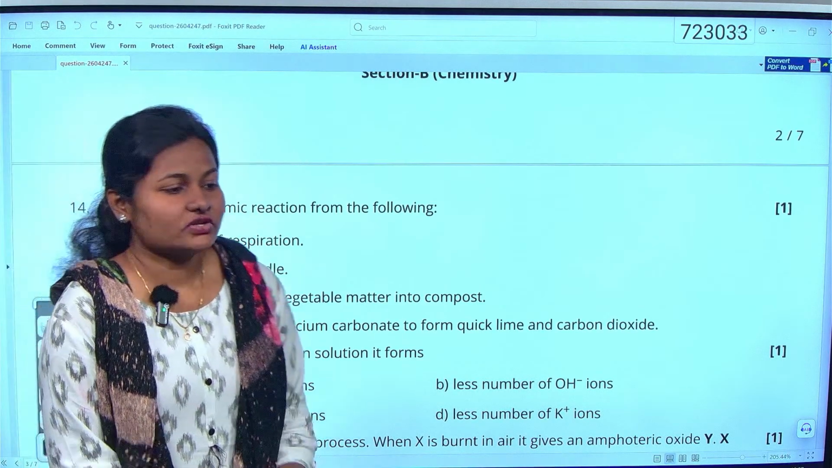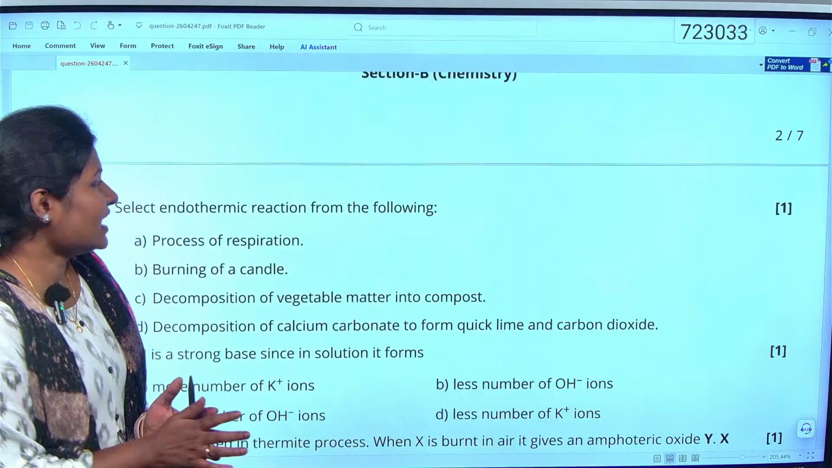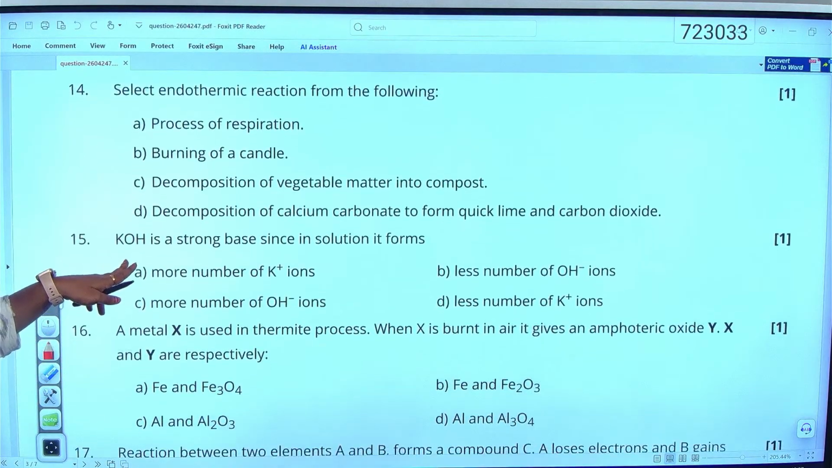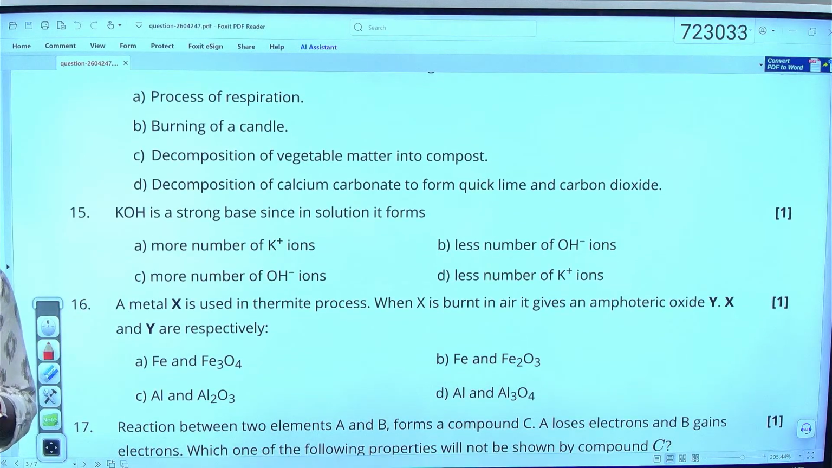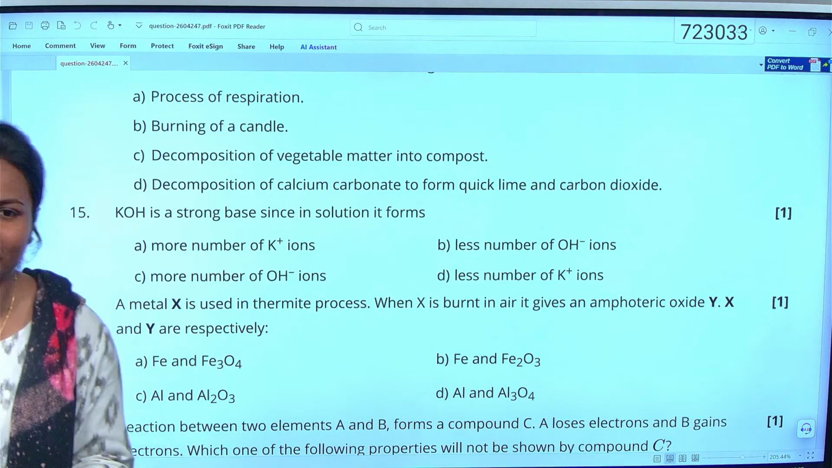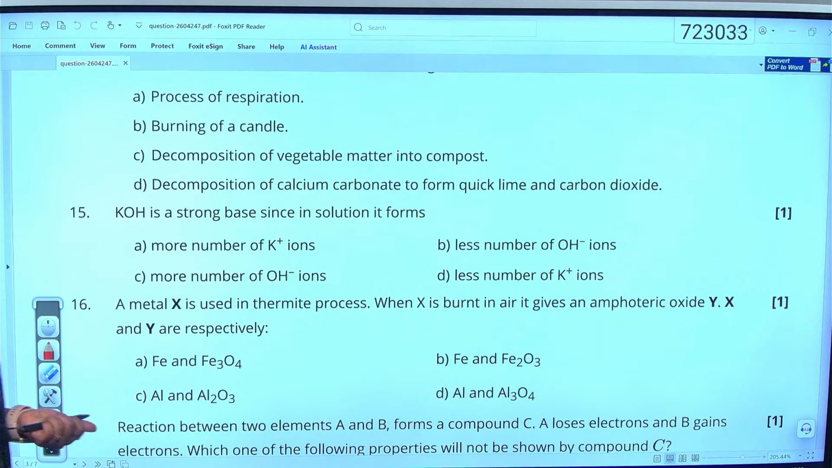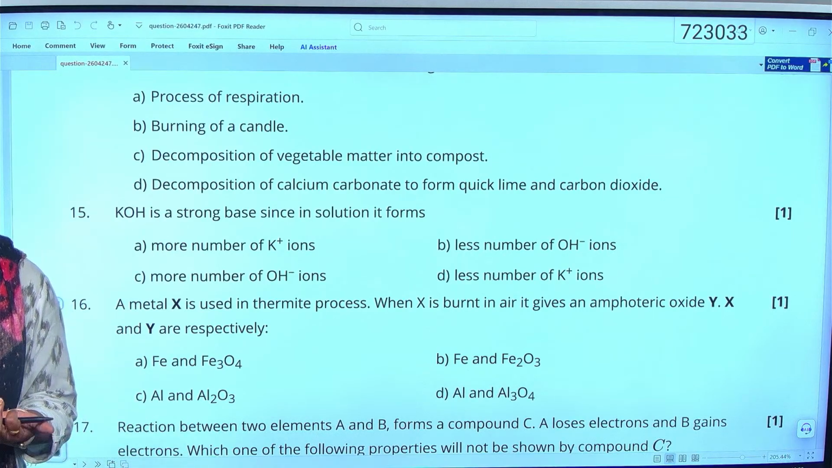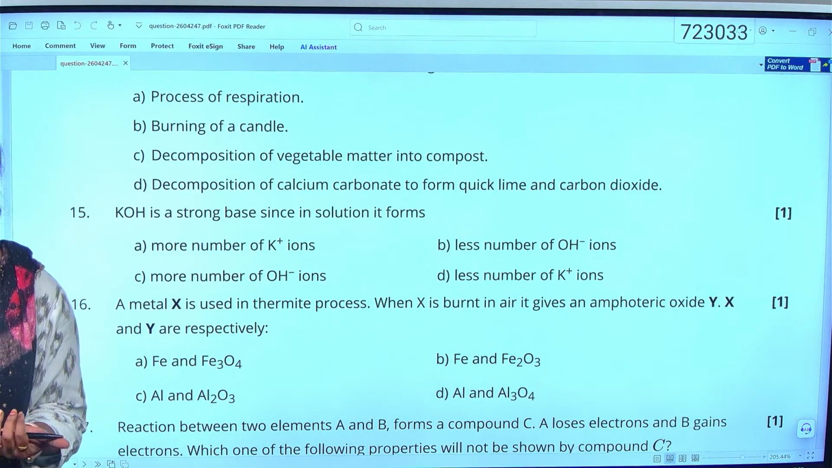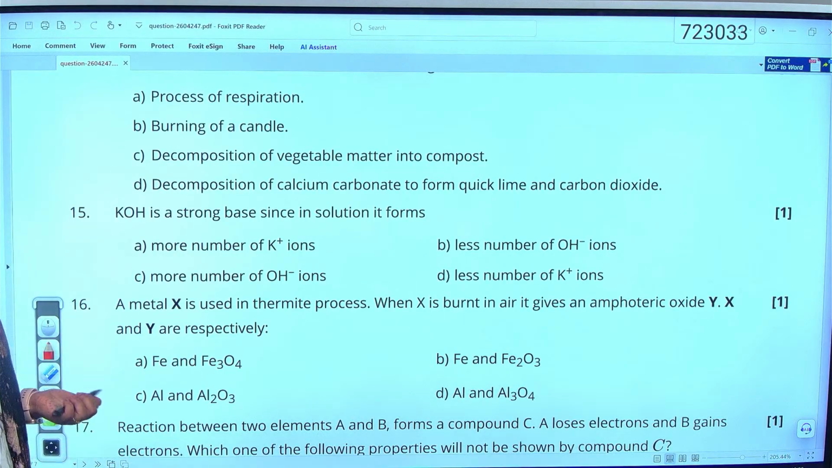So first question, select the endothermic reaction from the following. Option A, process of respiration is the exothermic reaction because energy gets released. Okay? So burning of candle is also an exothermic reaction. Decomposition of vegetable matter into compost is also an exothermic reaction.